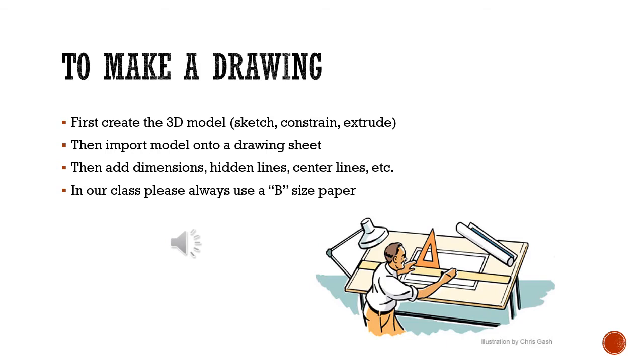The goal of the assignments in this class is going to be to produce drawings. Now, in order to produce those drawings, first you're going to create the 3D model. So you'll go through the sketching, constraining, and extruding process. Then you're going to save that, then import that model onto a drawing sheet. On the drawing sheet, you'll add the dimensions, hidden lines, etc. And make sure that you always put your drawings on a B-size sheet of paper.